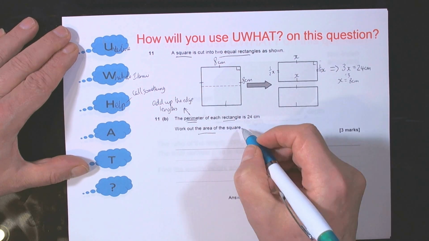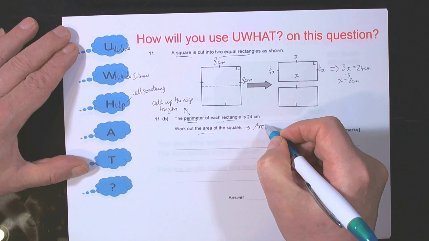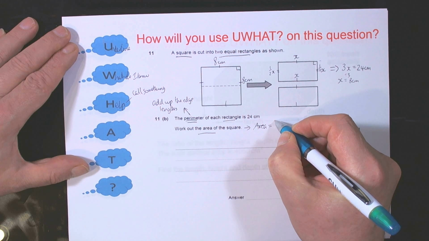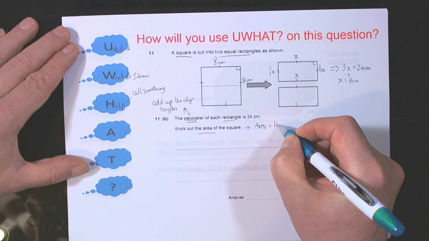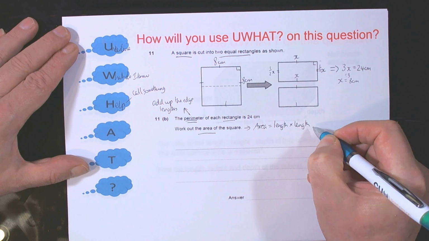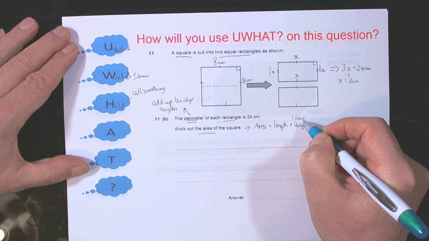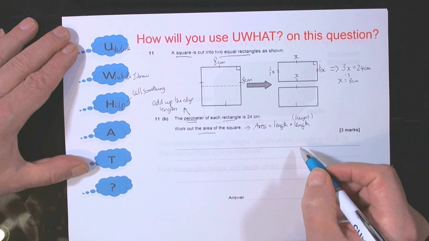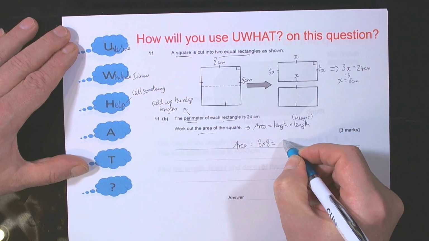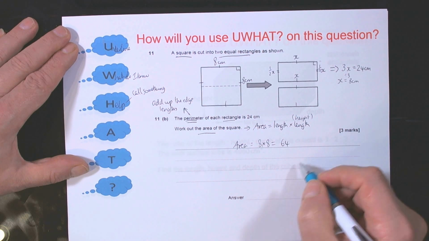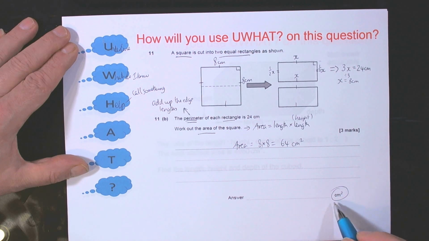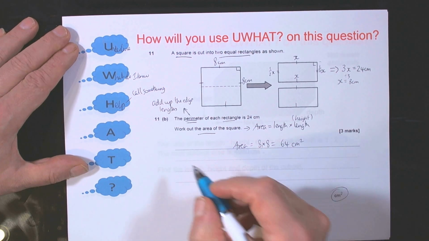It says work out the area of the square, so we know that's a formula, so we can help ourselves by writing that down. So the area is the length times the length, or the height of the shape, but they're the same, so it's two lengths. So the area equals 8 times 8, which is 64 square centimetres. Always write units. I know in exam questions they tend to put the units down for you, but it's useful to do that.